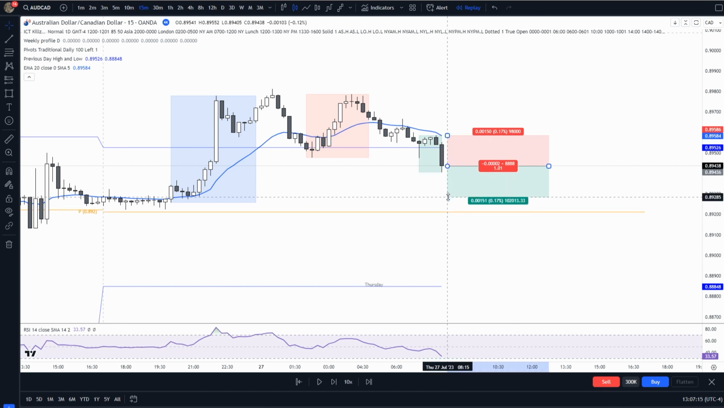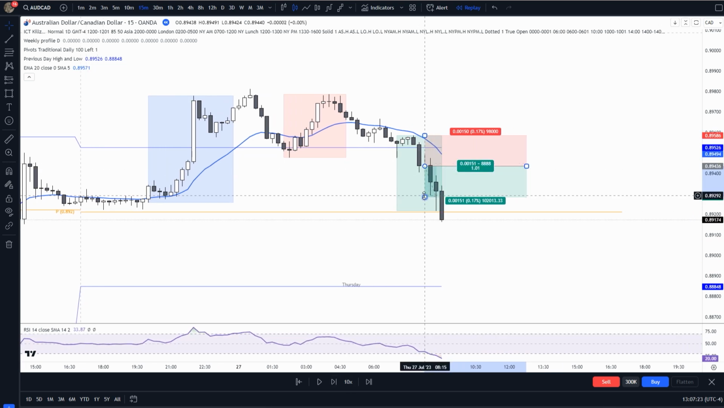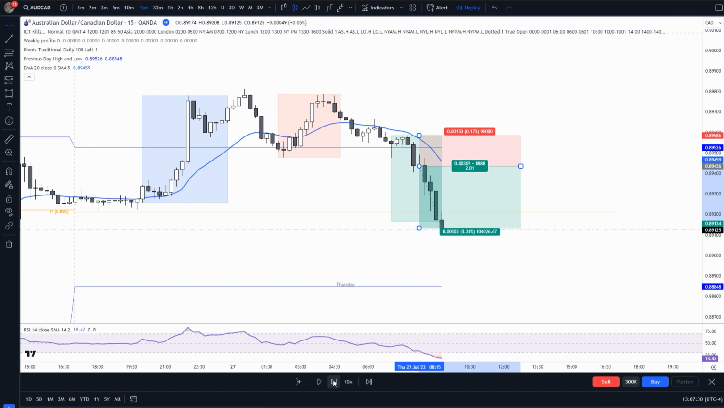And you see when I let the trade play out, I get a 1-to-1 risk to reward. It also hits the pivot point that could act as support, but it goes lower to a 1-to-1.5 and even to a 1-to-2 risk to reward ratio.